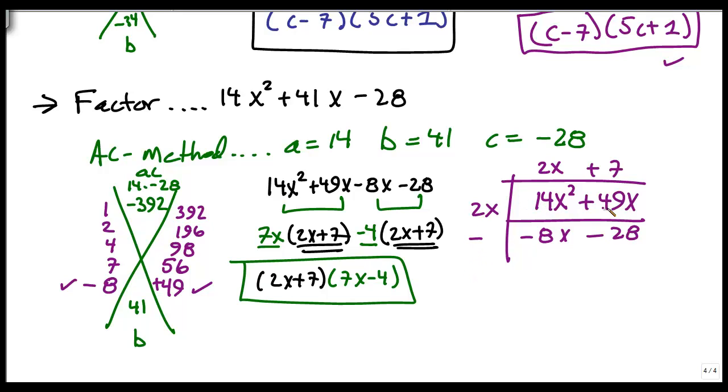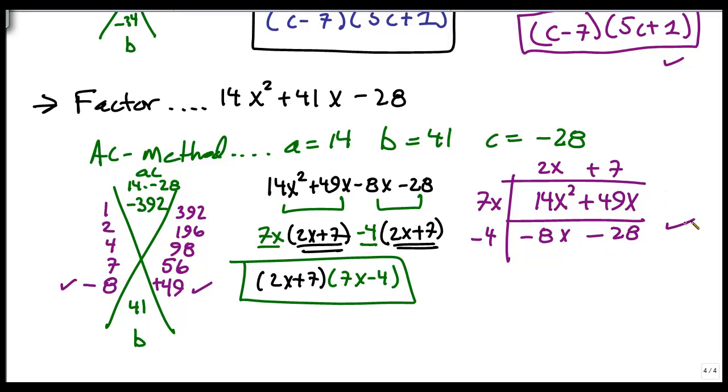Wait, instead of the 2 here, 2 doesn't go into 49. That's not possible. I think we need to choose higher there. So on our first row, let's choose a 7x. And then on my last row, let's choose a minus 4. 7x times 2x is 14x squared. 7x times 7 is 49x. Negative 4 times 2x is a negative 8x, and negative 4 times 7 is a negative 28.